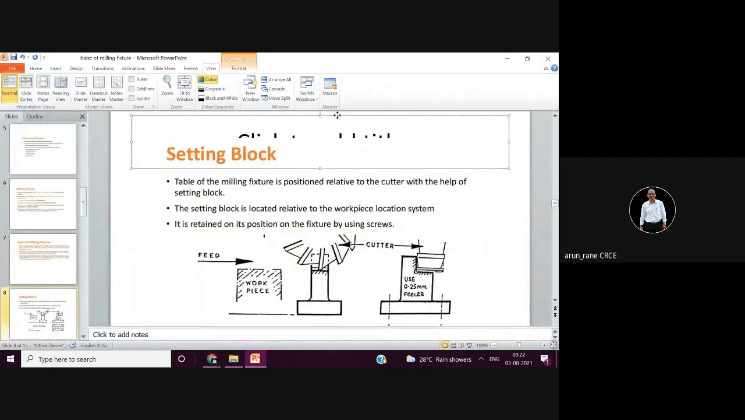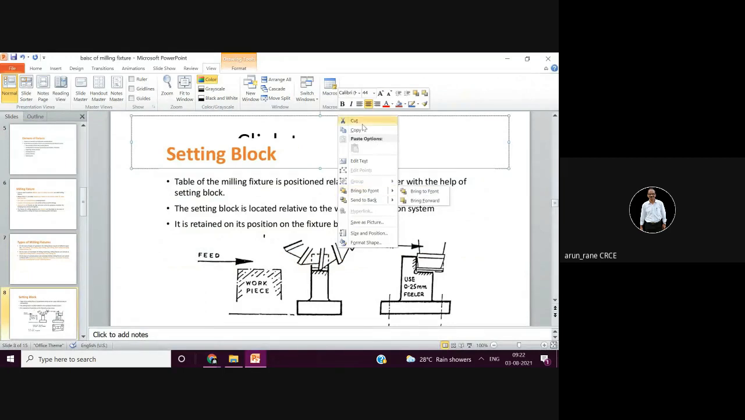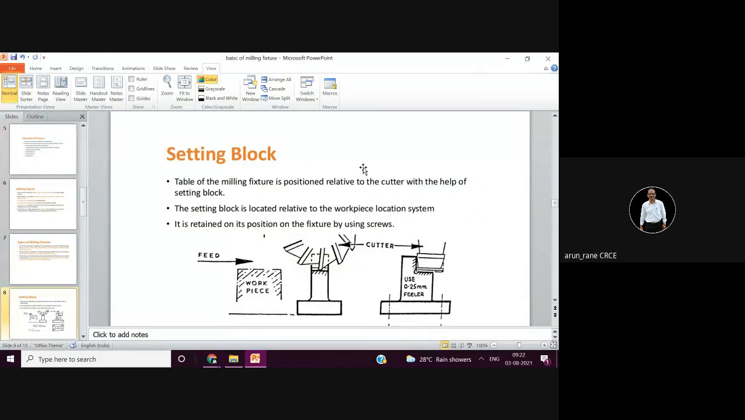Now look at this diagram and see what you understand here. Try to understand this diagram.